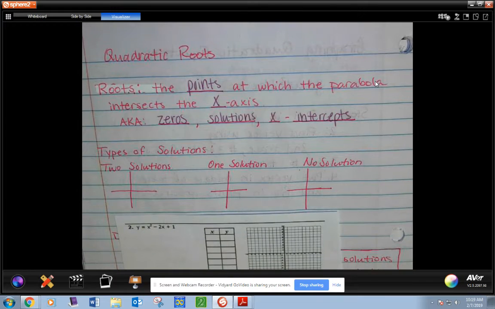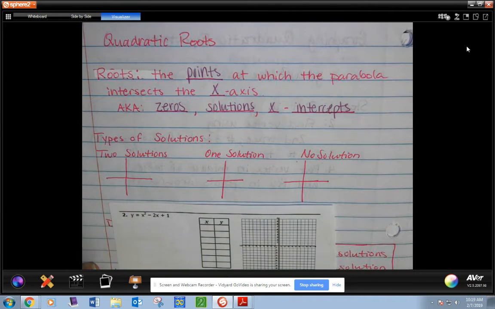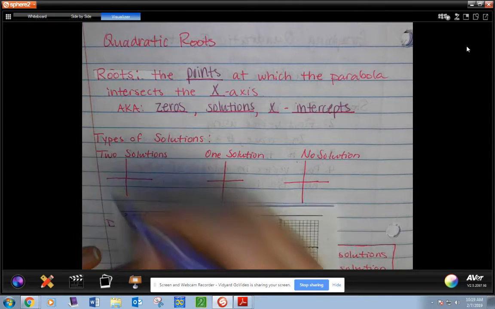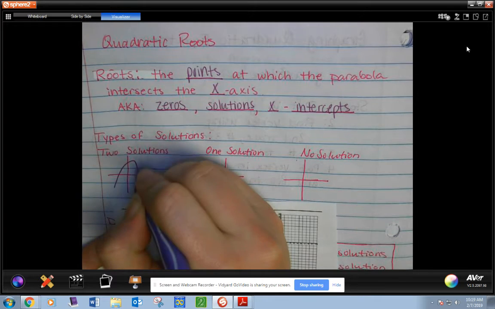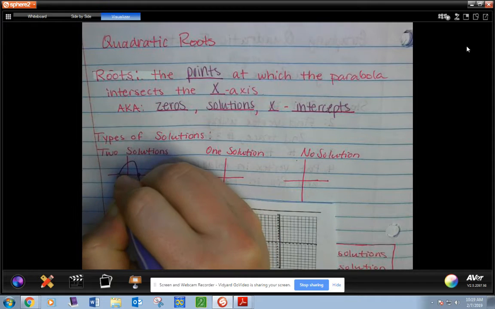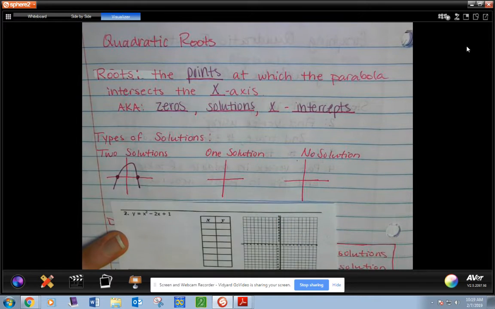Okay, now there are three types of solutions when you are doing this. So I'm just going to draw pictures. Remember, your parabola can go either positive or negative, so I'm just going to switch it up. The first type of solution is a two solution. So there's the parabola, and here's why it's two solutions. It crosses the x-axis twice.